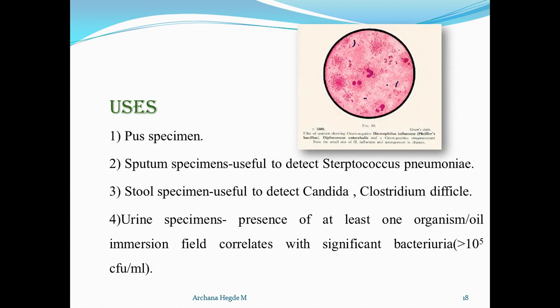Choice of culture media for inoculation can be made empirically based on the gram stain report. Uses. Used in pus specimen. Sputum specimen, useful to detect Streptococcus pneumoniae. Stool specimen, useful to detect Candida, Clostridium difficile. Urine sample. Presence of at least one organism per oil immersion field correlates with significant bacteriuria, which is less than 10 power 5 CFU per ml. Here CFU is colony forming unit.